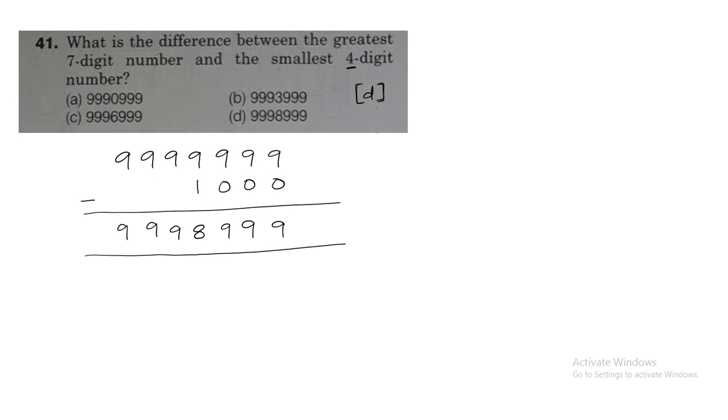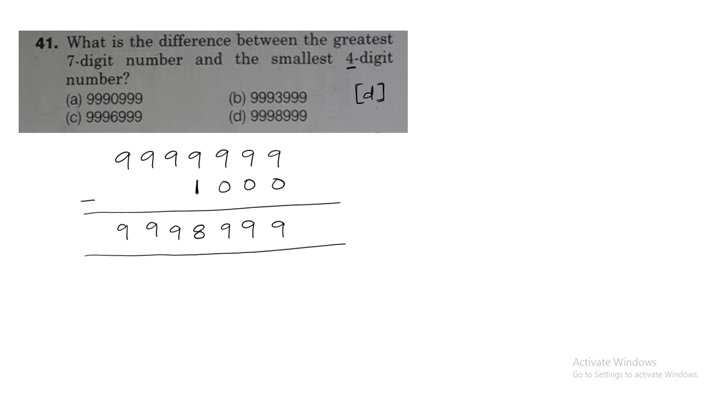From this, what have we understood? If you want the greatest 7-digit number, simply write 7 nines. If you want the smallest 4-digit number, the first digit is 1 followed by 1 less number of zeros. Here he asked for a 4-digit number, so we take 3 zeros. Likewise we can find the answer.